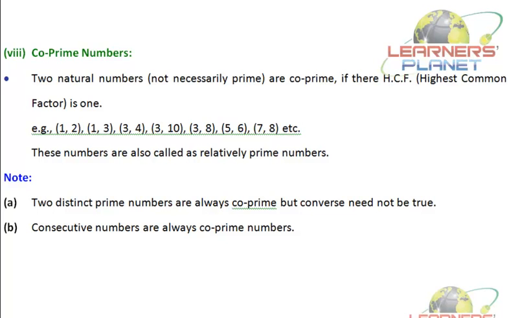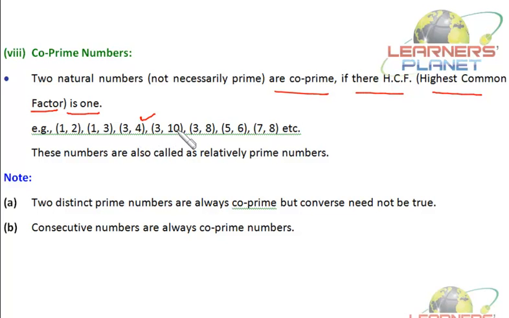now let's discuss what co-prime numbers are. Two natural numbers, maybe they are prime or not, are co-prime if their HCF is 1. Their highest common factor is 1. Let's take an example. 1 and 2 are co-prime to each other. 1 and 3 are co-prime to each other. 3 and 4 are co-prime to each other. In this case, 4 is not prime, but the set of 3 and 4 will definitely be co-prime.